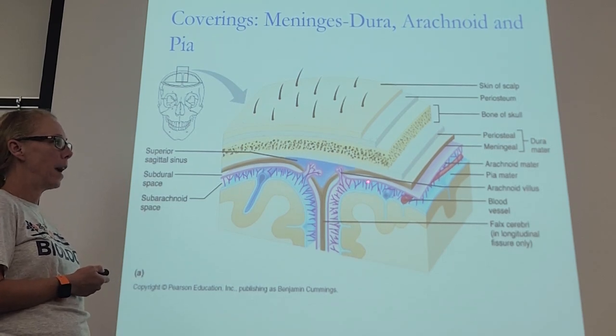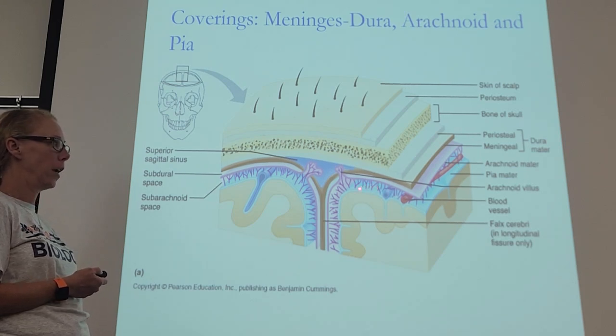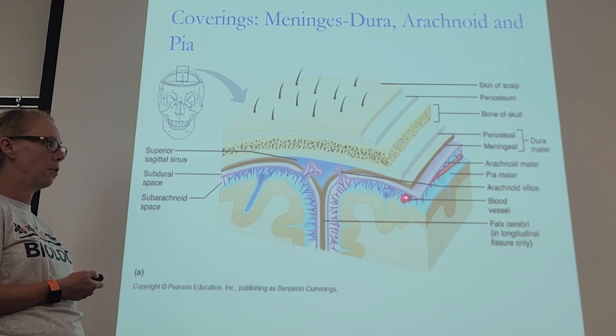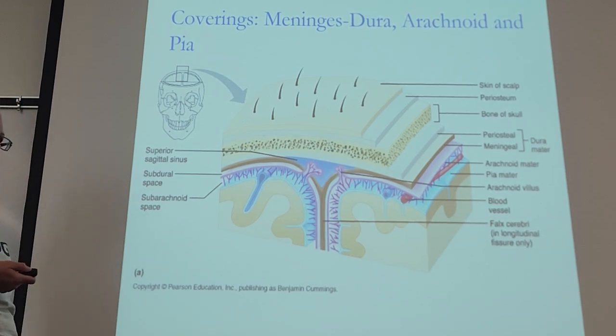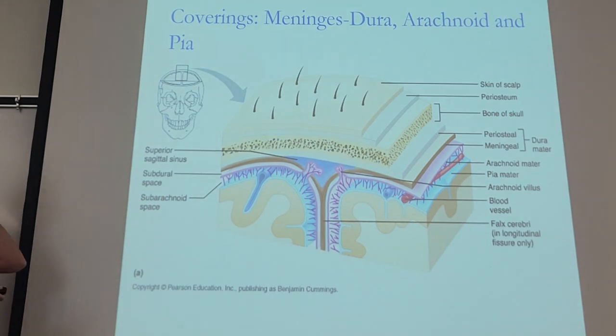So in between the arachnoid layer and the pia mater is a space. What's that called? The subarachnoid space, named for exactly where it's located, and that's where you find vasculature. That's where you find blood vessels coming in to feed and bathe the brain as an organ.